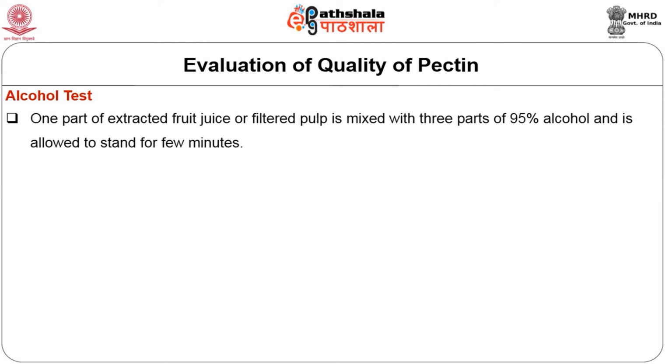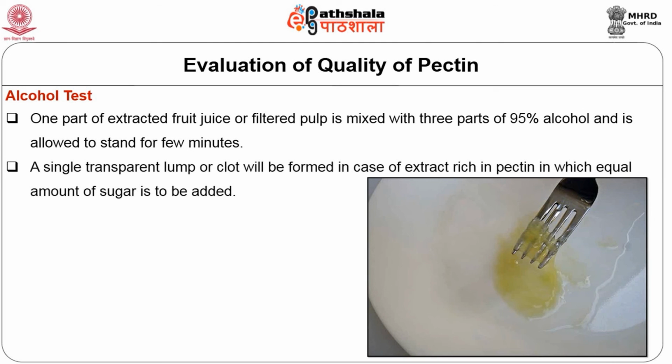1 part of extracted fruit juice or filtered pulp is mixed with 3 parts of 95% alcohol and is allowed to stand for a few minutes. A single transparent lump or clot will be formed in the case of an extract rich in pectin. In that case, an equal amount of sugar is to be added.